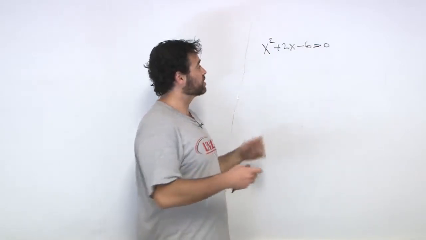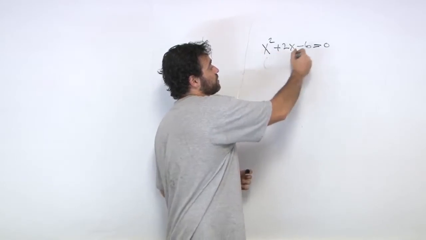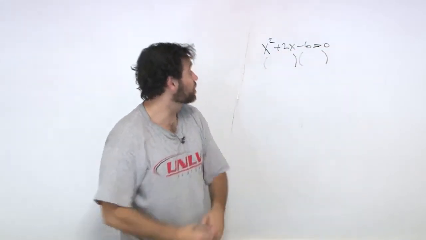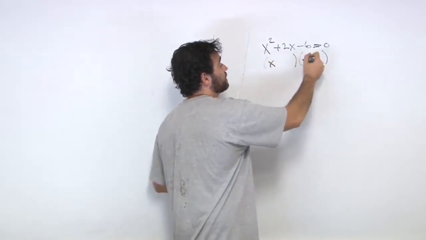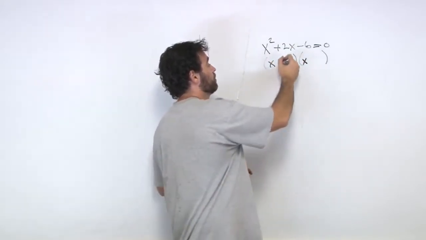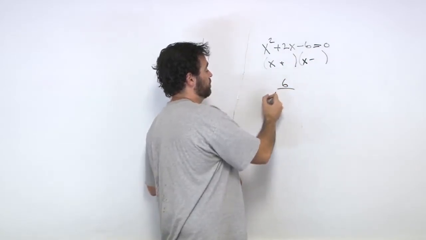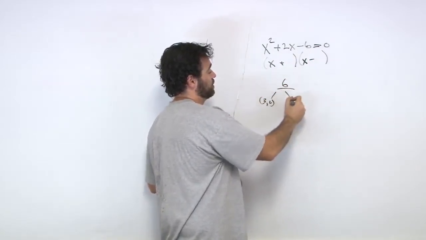The only way we could try to factor it is as two binomials. Put our x in, put our x in. We know it's a plus, we know it's a minus. Okay, we take our 6, we know it's only 3 and 2, or 6 and 1.